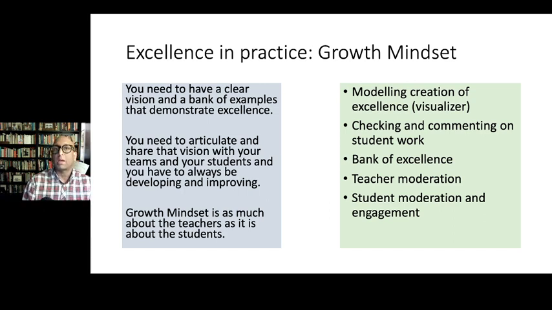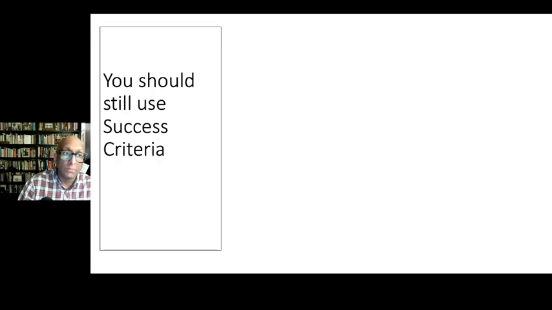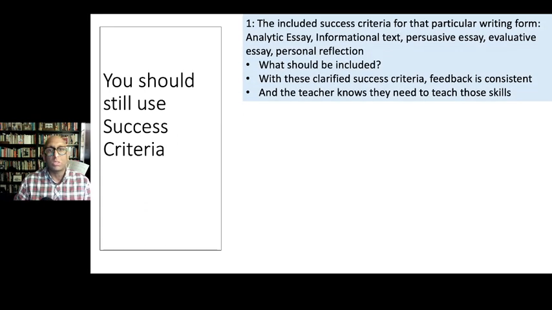And when we go to feedback, I think we should talk about this more, which is why is the teacher the only one who's delivering that sense of excellence? It's something the student needs to engage in as well. Now, surely Clarke says, look, okay, there are problems with success criteria, but that doesn't mean we throw it out. We still use success criteria for any particular writing form. The analytic essay, the informational text, the persuasive essay, the evaluative essay, the personal reflection, the experiment, the project.